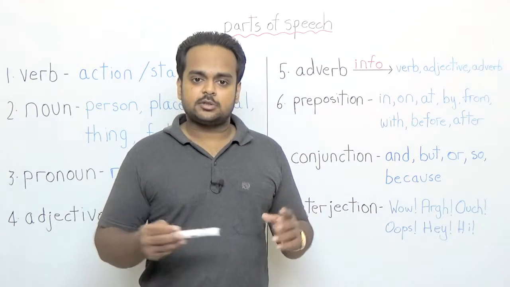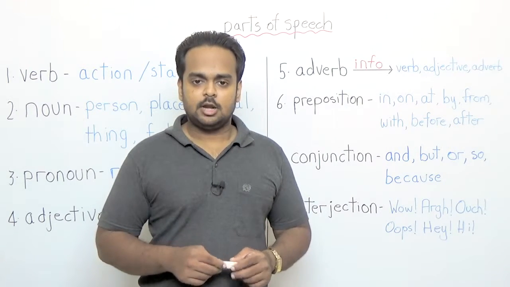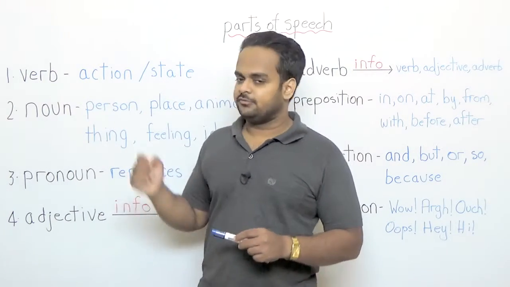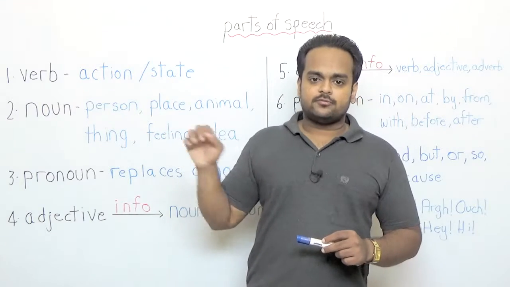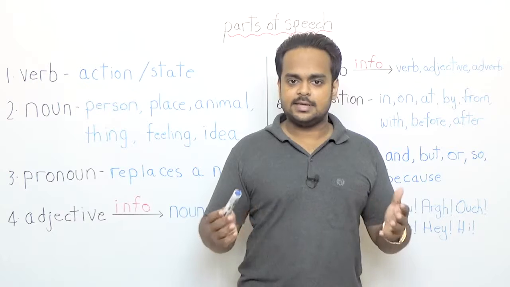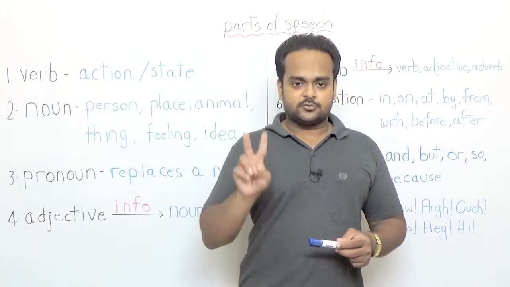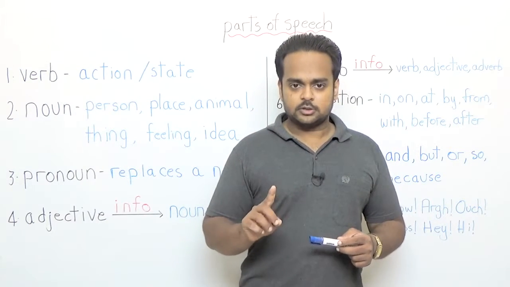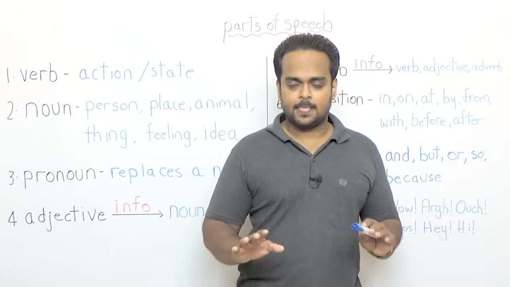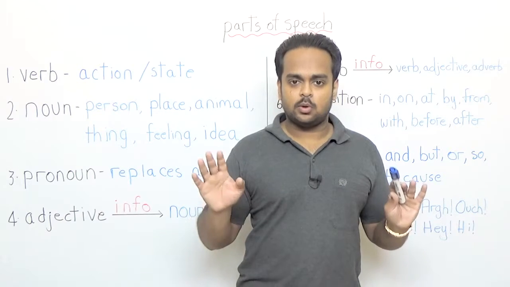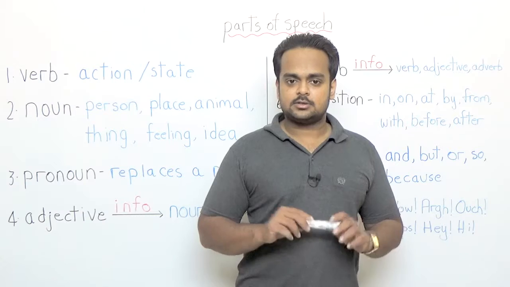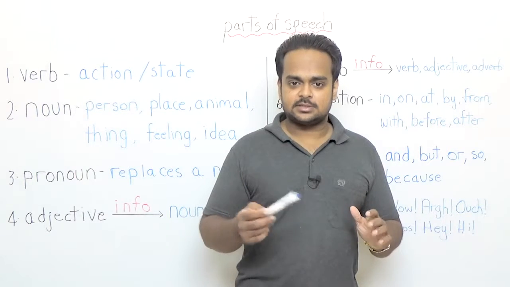All right, so how many parts of speech are there? There are 8 parts of speech, and we start by talking about the verb. We start with the verb because verbs are probably the most important words in the English language. And that is for 2 reasons. First, every sentence in English must have a verb. You cannot have sentences without verbs in English. And the second reason is that only verbs have tenses.